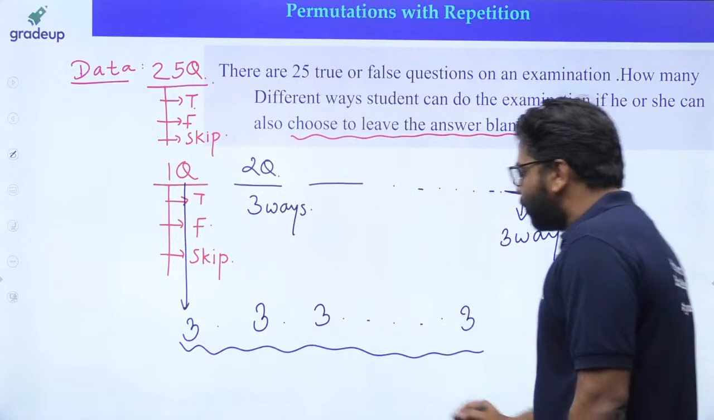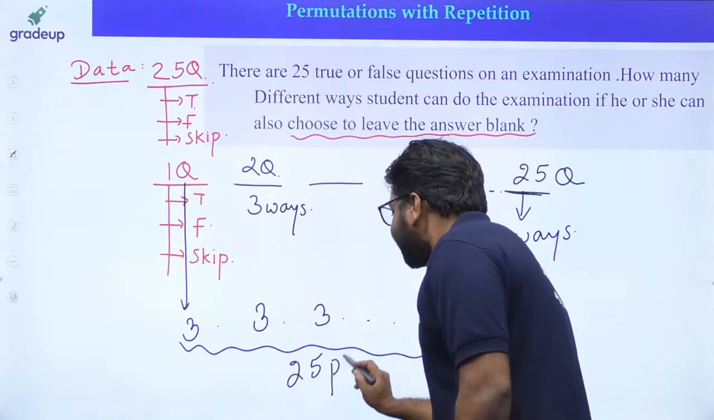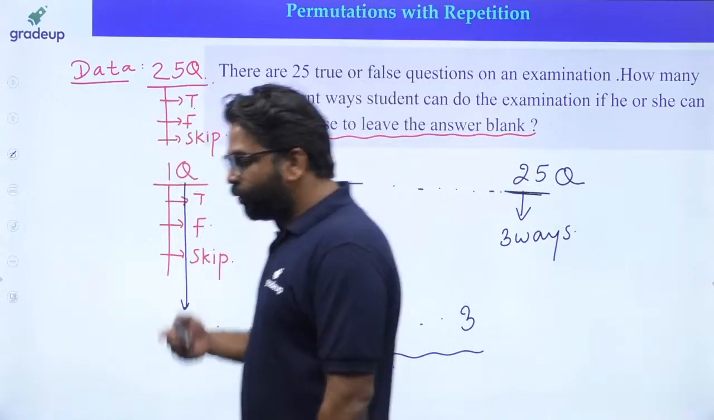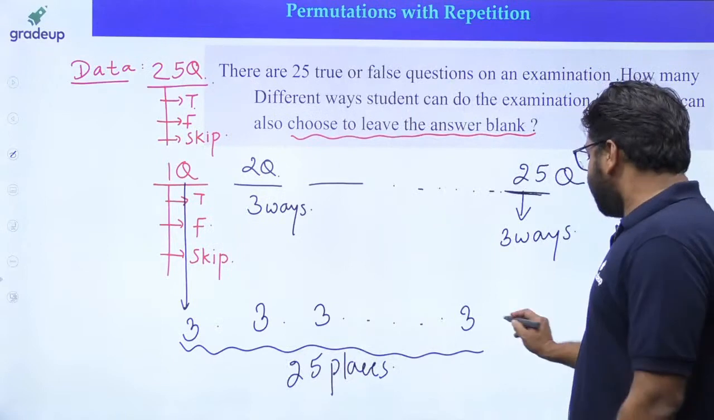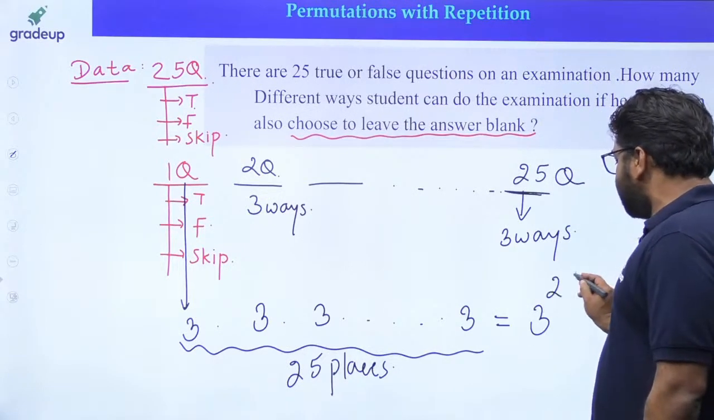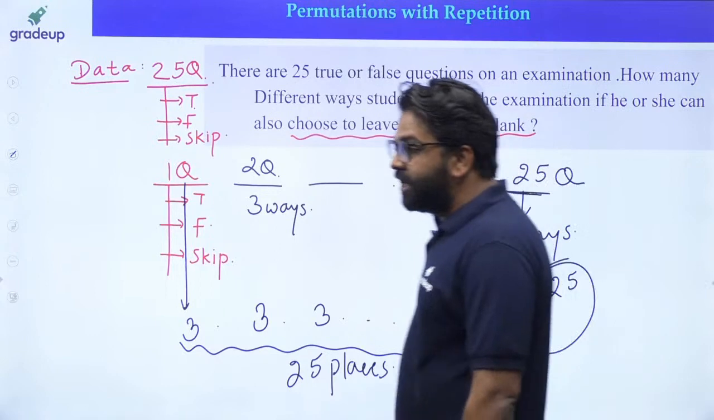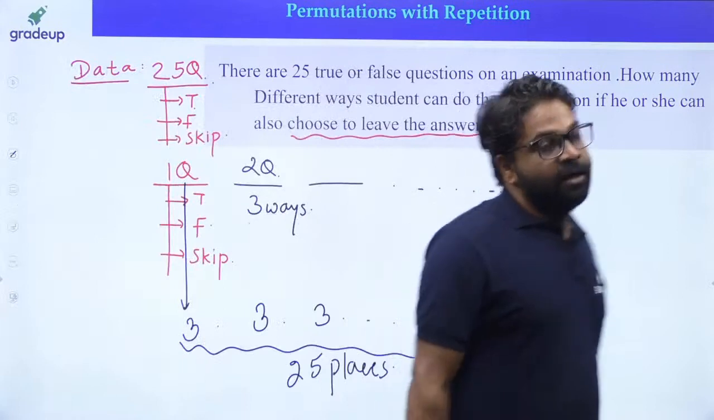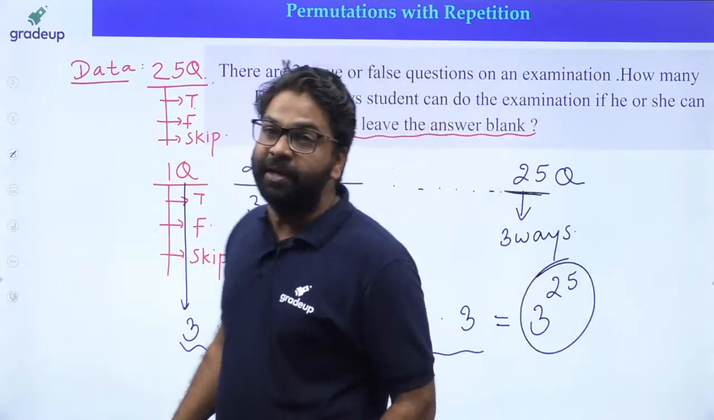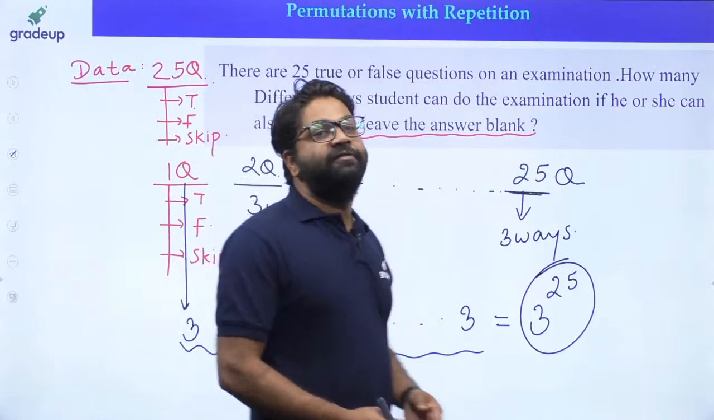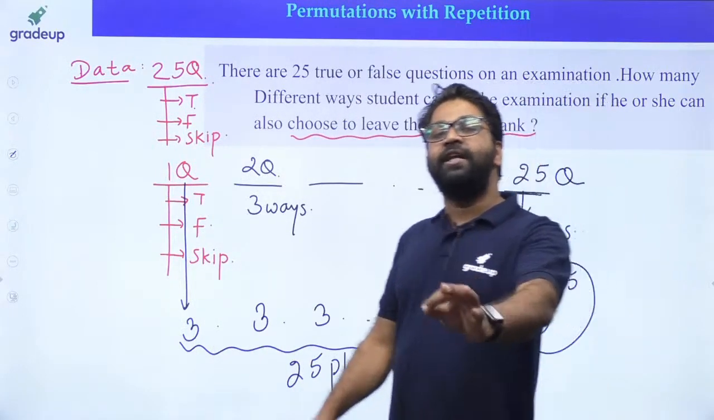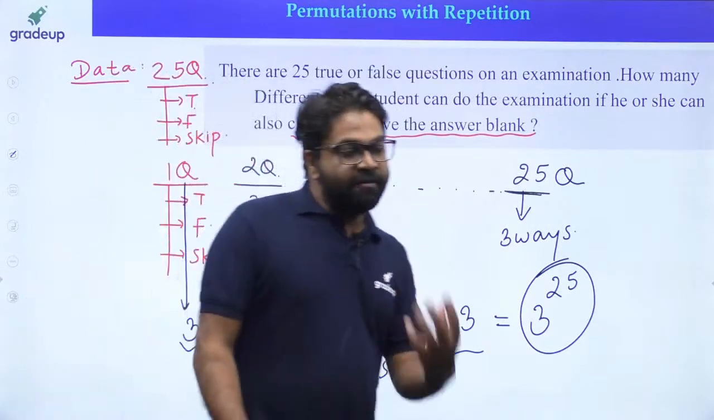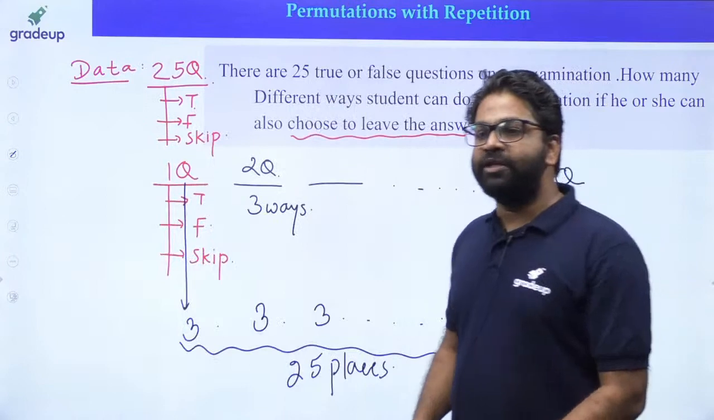So over here at the 25 places, what I told you is possibility raised to what? 3 into 3, 3 into 3, possibility raised to places. So what will you get as the total answer? You will get 3 raised to 25. So this is your answer, 3 raised to 25. 3 is defining the possibility. What is 25 defining? 25 is defining the places. So possibility raised to places, number of ways raised to places, is basically your permutations with repetitions.